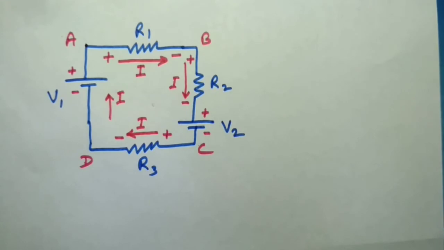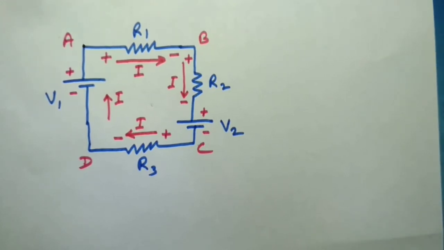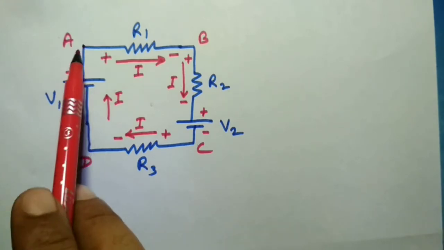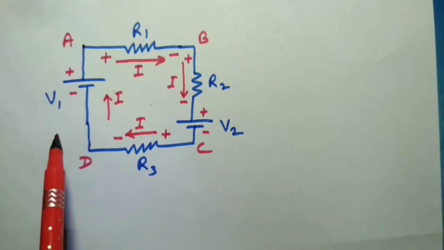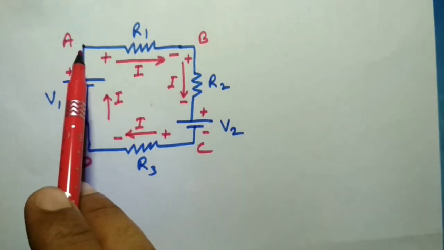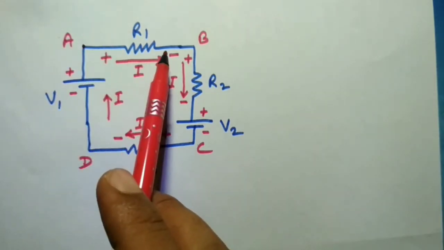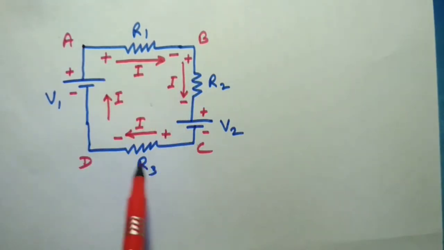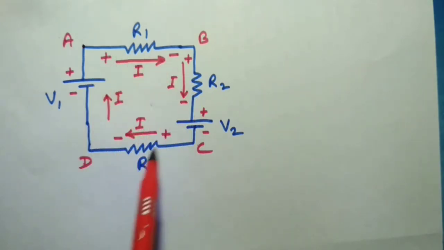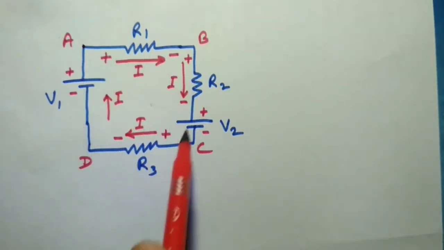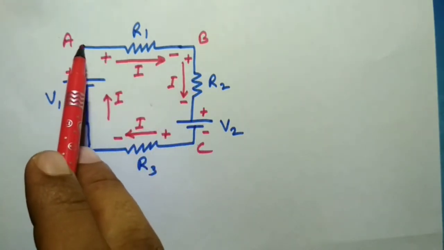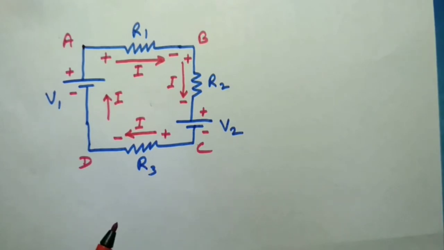The concept of the KVL is that within a closed loop, we start from a particular node, let's say A, and we calculate each and every voltage drop and voltage source throughout the loop in a particular direction. So either we will go in clockwise direction or in anti-clockwise direction, and we will end again at the same point, that is point A. So now start from the point A.